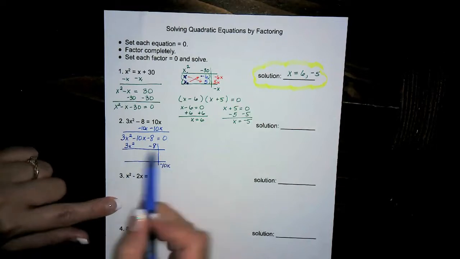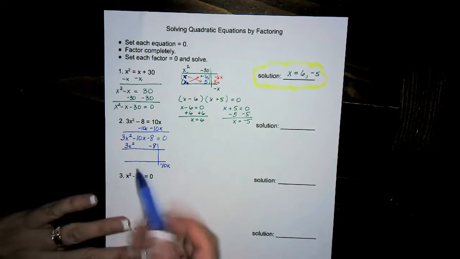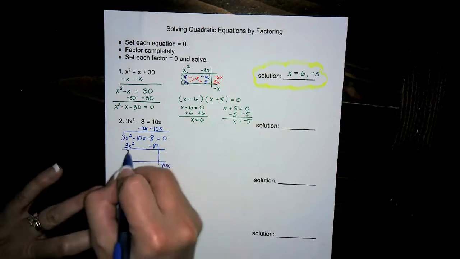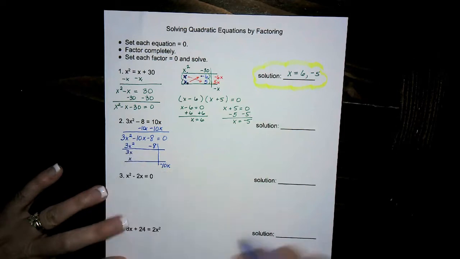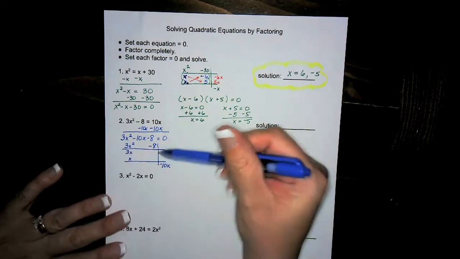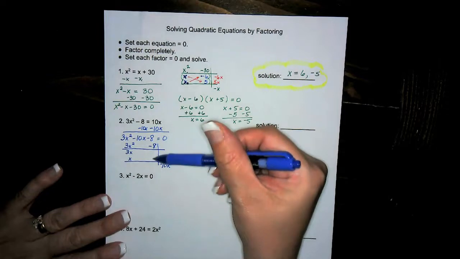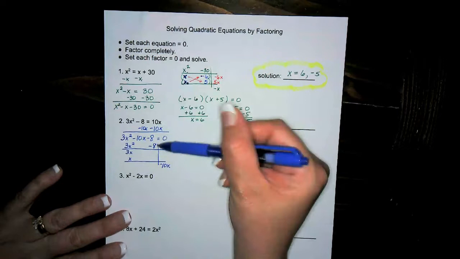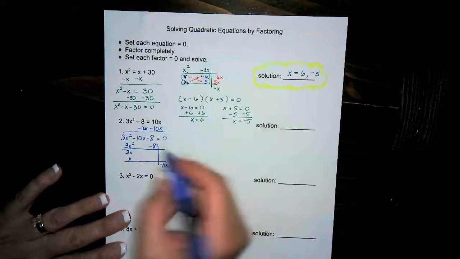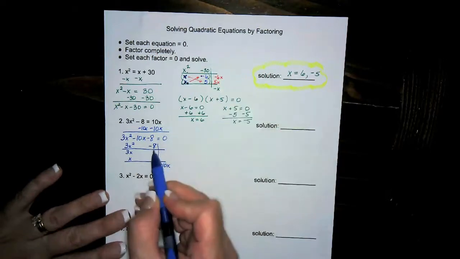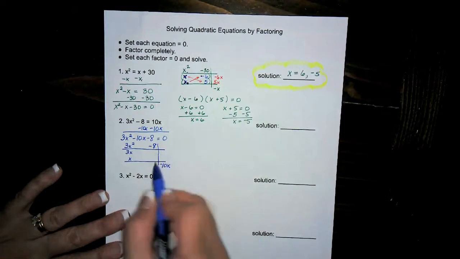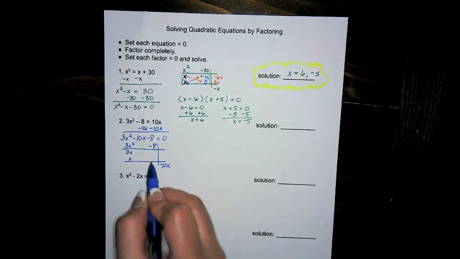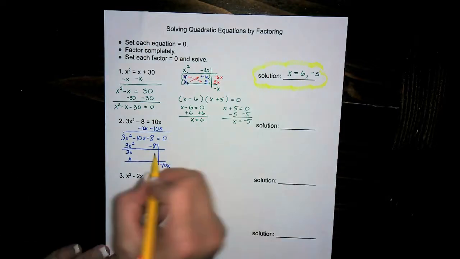Now, friends, there's no trick to this tool here. It's just an organization tool. So we ask ourselves, what times what would give us 3x squared? That's 3x and x. Now, this one's tricky because, yes, we want two things that multiply to give me negative 8, but you have to think about the cross multiplication that's going to happen here. So I'm going to use 4 and 2, negative 4 and 2. So I have to decide, does the negative 4 go here or does the 2 go here or there? So let me put it in pencil and let's try it.